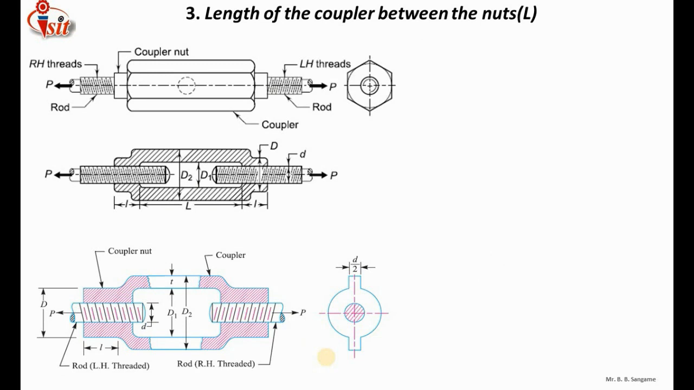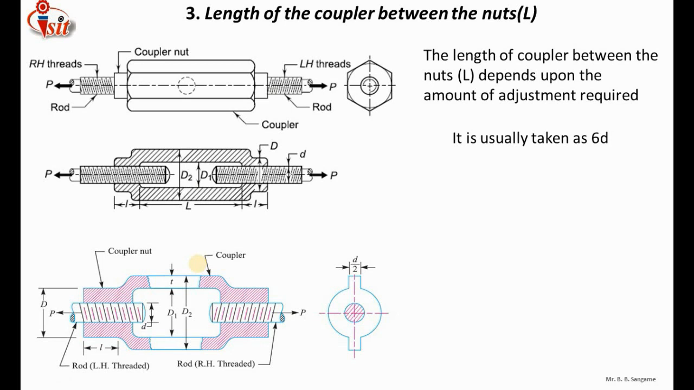Next, let us calculate the length of coupler between the nuts. This is the length of coupler between the nuts, which is represented by capital L. This length is dependent on the type of application, whether you need a small size of turnbuckle or a large one, depending upon the length which is to be adjusted, or the tension between the cables which is to be adjusted. Capital L can be calculated by using an empirical relation. It is usually taken as 6 times the diameter of the rod. So L is equals to 6d, and by using this equation we can calculate the length of coupler.